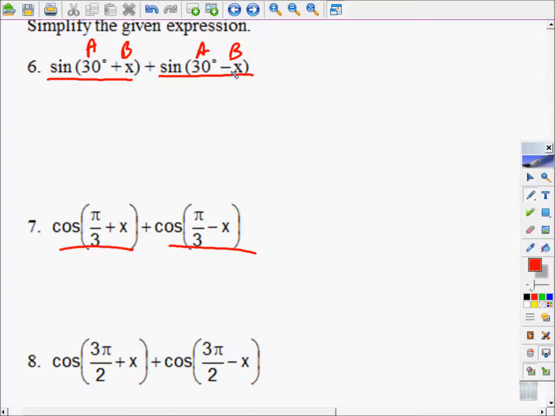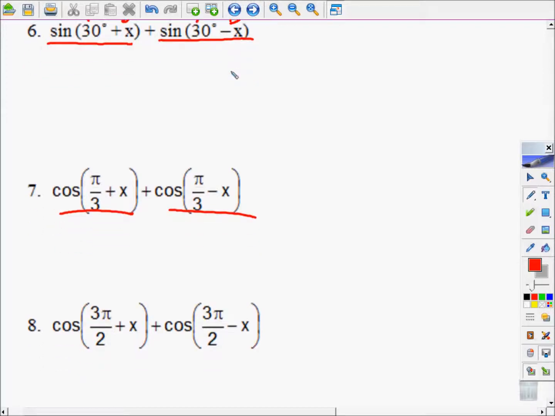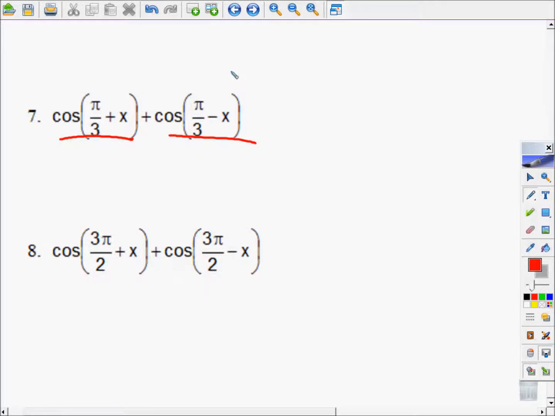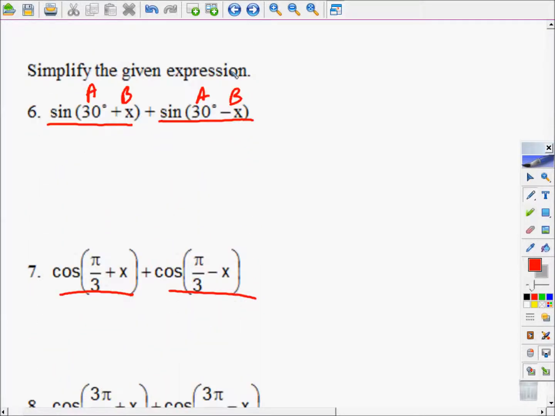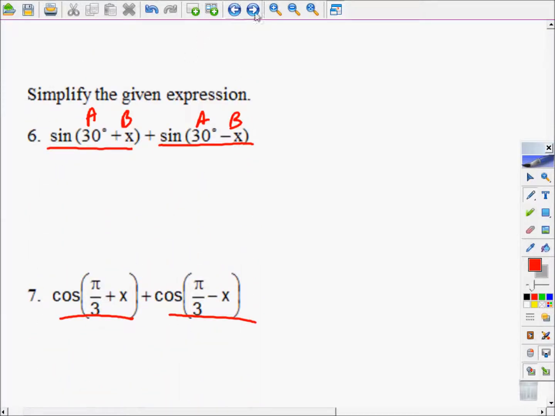Alright, I think I have 2 more minutes to get you guys through it. So be careful. Make sure you solve them separately and then combine at the end. On to the back.